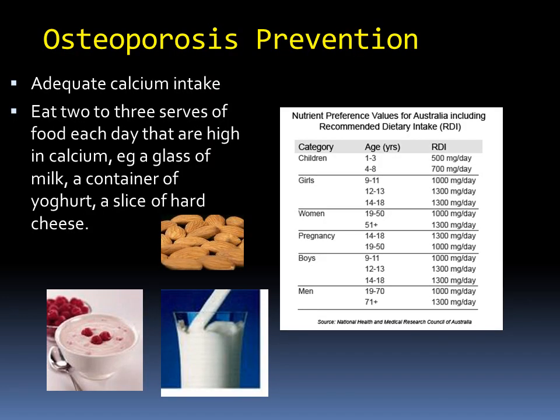Okay, so prevention. Prevention is worth a pound of cure, and how can we prevent osteoporosis? Adequate calcium intake is quite critical. You can see on the right-hand side there the recommended daily requirements for Australians, from children all the way through to men. Eating at least 2 to 3 serves a day that is high in calcium. Glasses of milk, yogurt, hard cheeses, and nuts will contribute to improving calcium availability in the body.